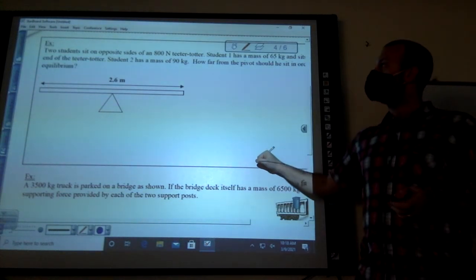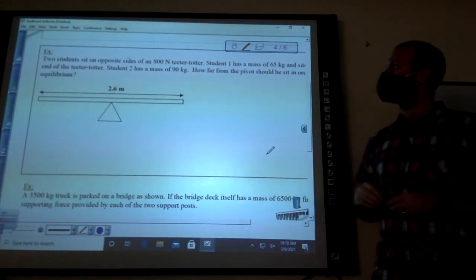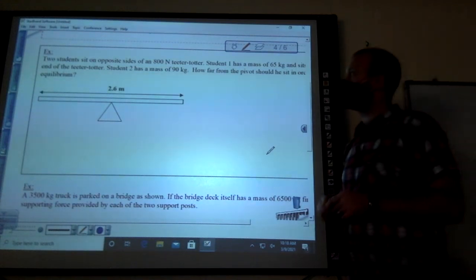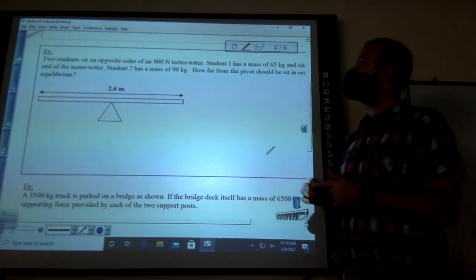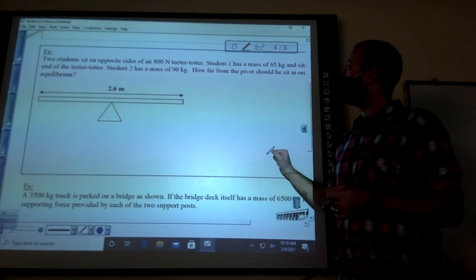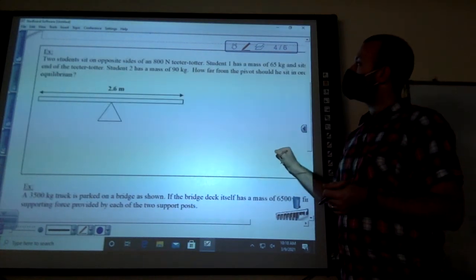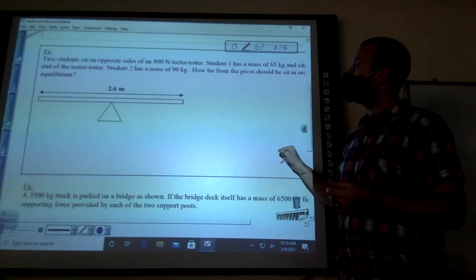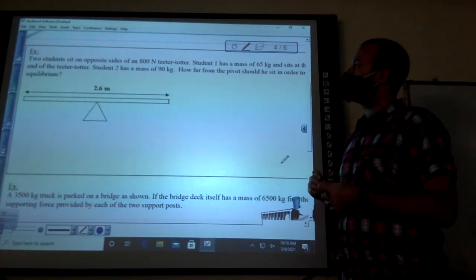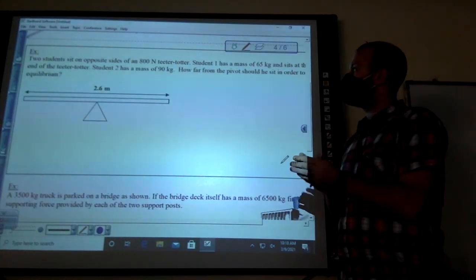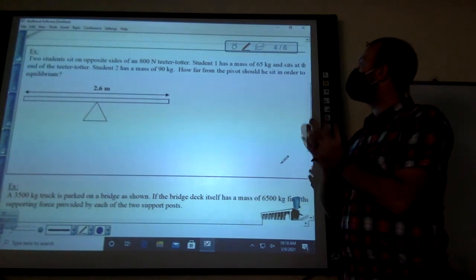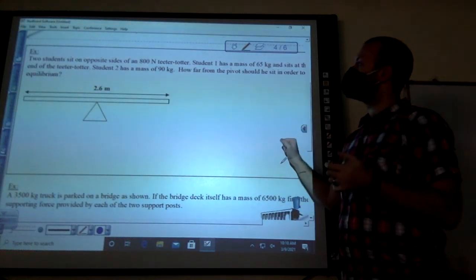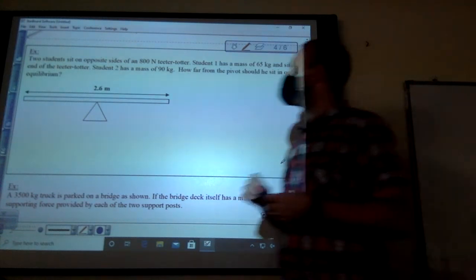So I've got 2 students sitting on either side of a teeter-totter. Notice in this case, you're told what the mass of the teeter-totter is. We're given, what does it say? Student 1 has a mass of 65 kilograms, sitting at the very end of the teeter-totter. You're told the mass of the second student. How far from the pivot point should he sit in order to be in equilibrium? Okay, this is a fun one.